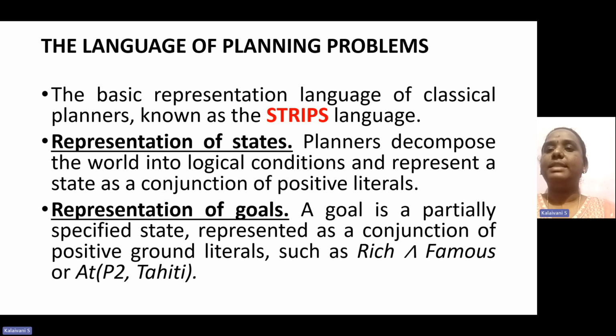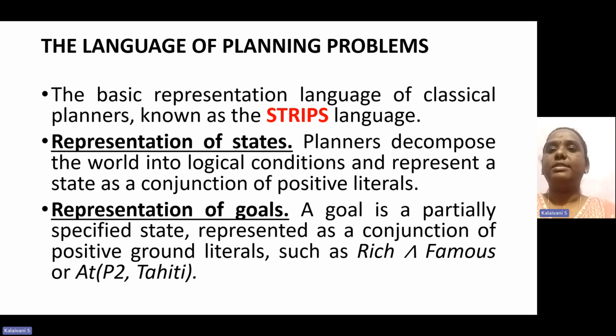The most classical language for planning is called the STRIPS language. Even though many adaptive languages have evolved now, the first and classical planner method is called the STRIPS planning language, a method of representing information.